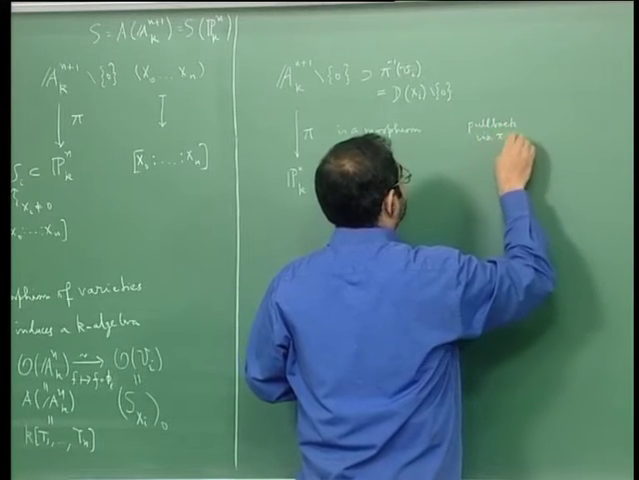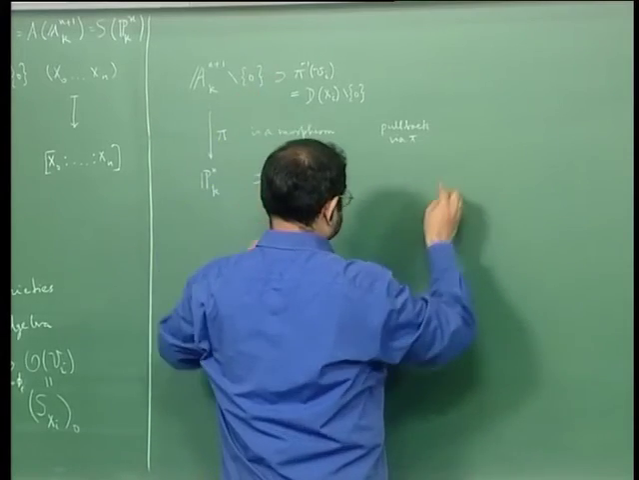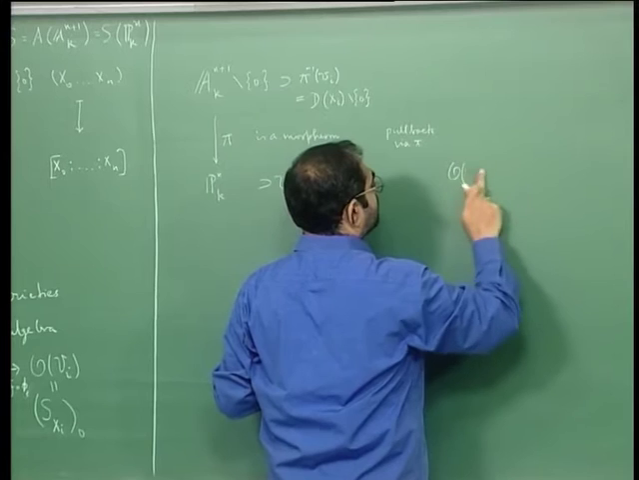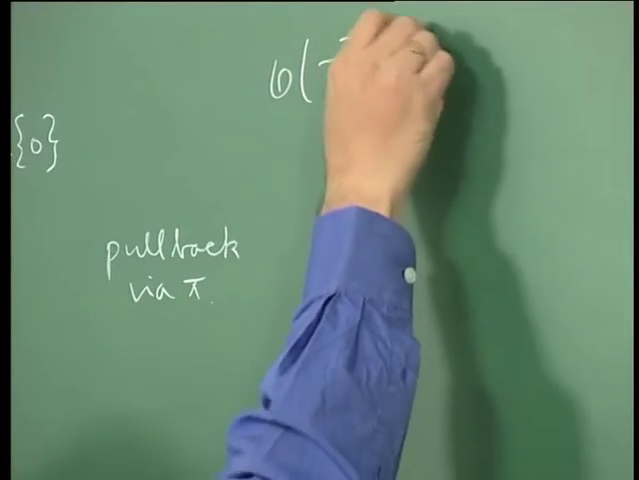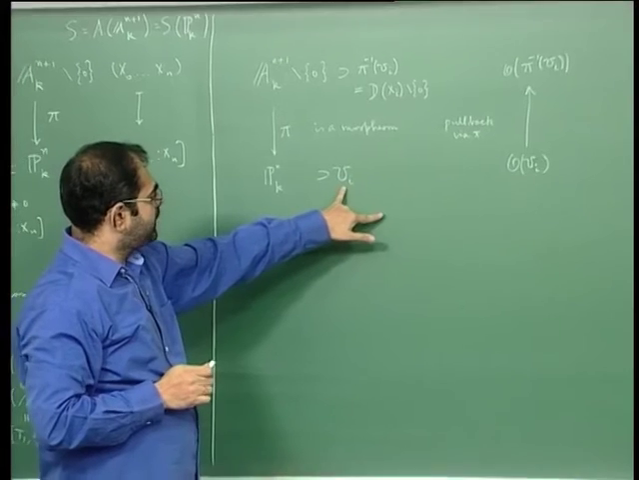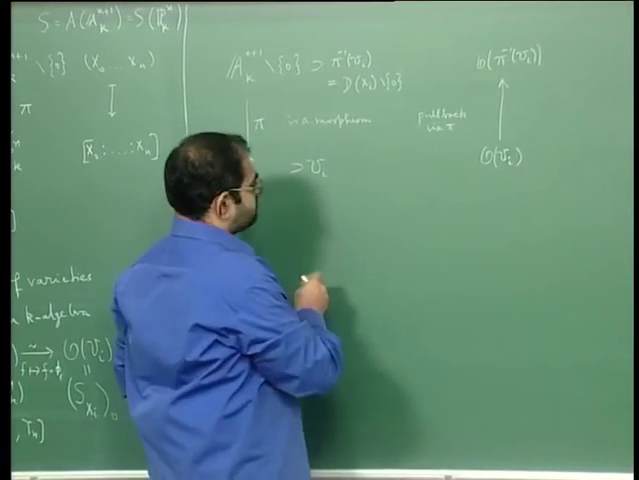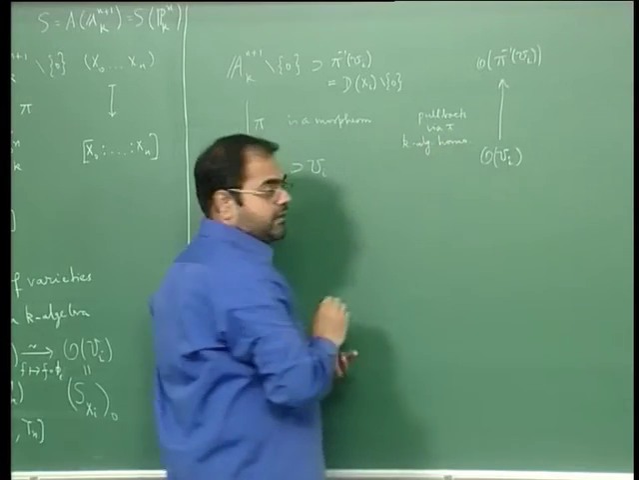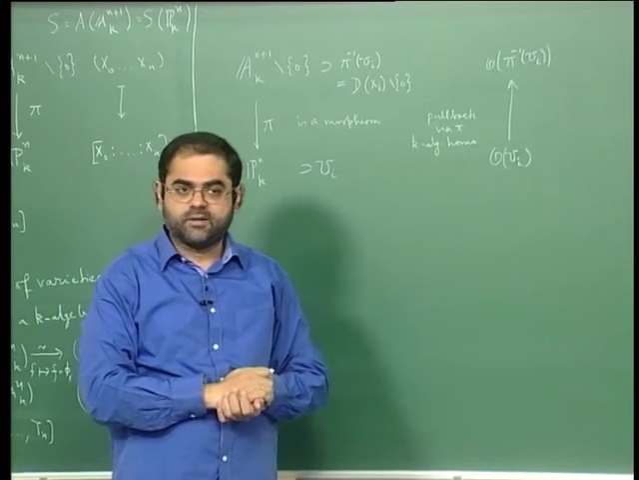pullback via pi will give me a map from regular functions here to regular functions there. So I'm looking at pi restricted to this, so I'm going to get O of U_i to O of pi inverse U_i. This is what I'm going to get, namely you give me a regular function on U_i, you compose it with pi, I'll get a regular function on pi inverse U_i. This is the pullback map, alright. And of course this is a k-algebra homomorphism. Any morphism of varieties will induce a k-algebra homomorphism which corresponds to the pullback of regular functions, okay.